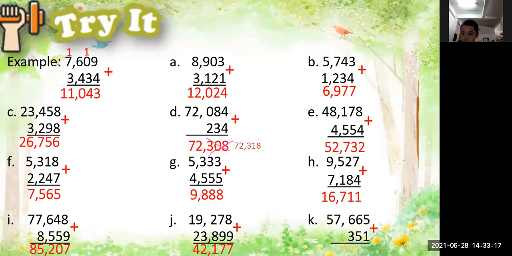Letter J. 42,177. Because 8 plus 9 is 17. Sorry, why is it 2? This is 3. This one is 43. Thank you. This must be 43. Letter J is wrong. This is 43,000. Let me check. Here is 43,177. Okay.